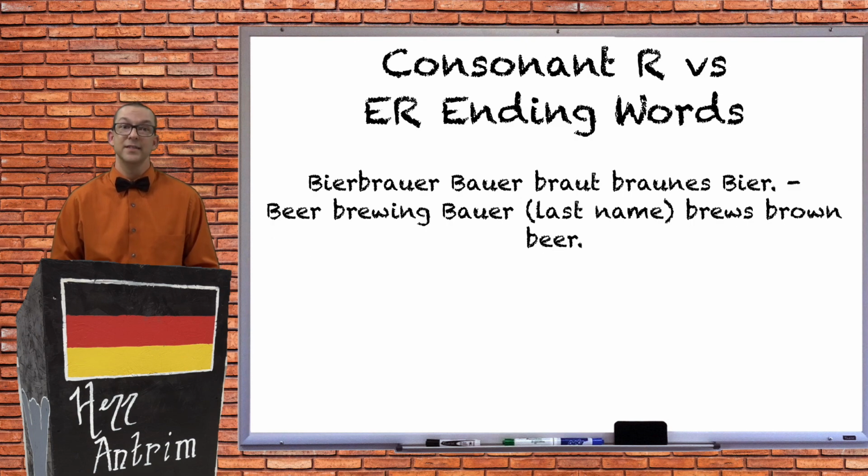Consonant R versus ER ending words. Bierbrauer Bauer braut braunes Bier. This one isn't very difficult in terms of tongue twisters, but it's a good way to help you pronounce the R sound when it's behind a consonant, and also when a word ends with ER, which is a completely different sound. Bierbrauer Bauer braut braunes Bier.